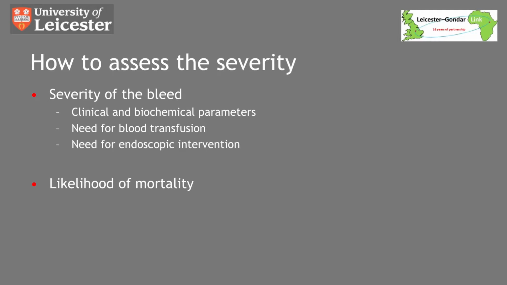You will undoubtedly have got a feel for how bad the bleed is whilst talking to the patient, and your examination findings will confirm or refute this. In particular, what is their blood pressure and pulse, and what is their capillary refill time. In the next 3 slides we will look at more formal ways of assessing the severity of bleeding that should help you decide if the patient needs a blood transfusion, and the urgency of any endoscopic investigations, together with the likelihood of the bleed being significantly severe enough to lead to the patient's death.